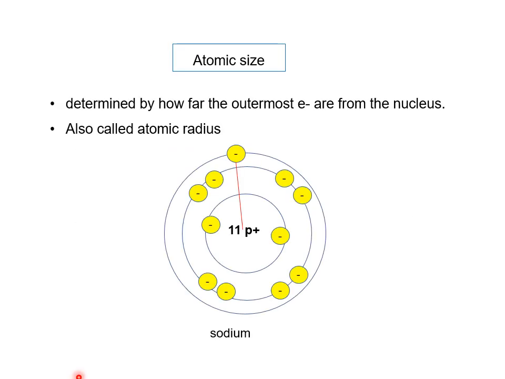All right, so we're going to begin by talking about atomic size. Atomic size is also called atomic radius, and it's determined by how far the outermost electron is from the nucleus. In this case, this is the electron that's farthest from the nucleus. Its distance to the nucleus determines the size of the atom.